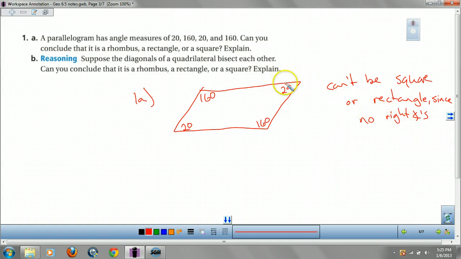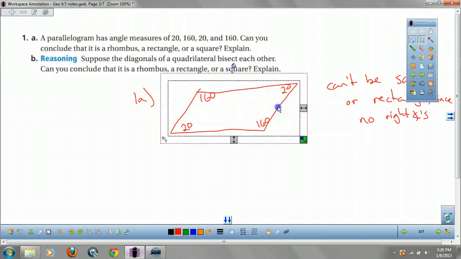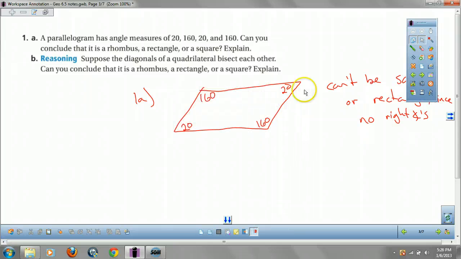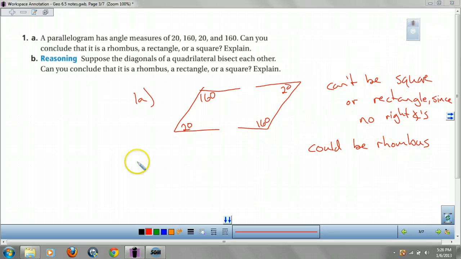Okay, but now the way I drew it, it doesn't look like a rhombus. But could I shrink these sides? Could I connect these 2 parts? I could. So it could be a rhombus since opposite angles are congruent. Okay.